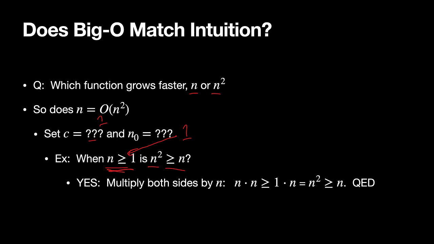So we can just multiply both sides of our original inequality, n greater than or equal to 1, by n. So our original inequality, multiply both sides by n, and we end up with what we're trying to demonstrate, that n squared is greater than or equal to n. So in this case, we can actually start with our start condition and use a little bit of algebra and demonstrate that our conclusion is in fact true.